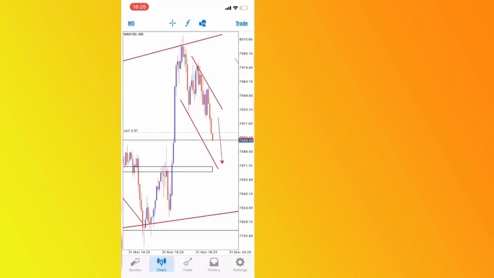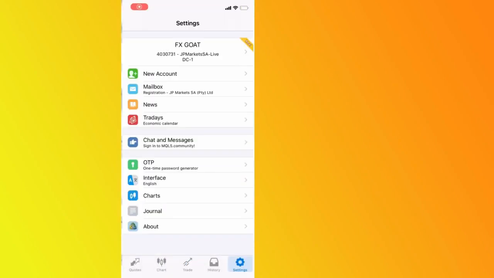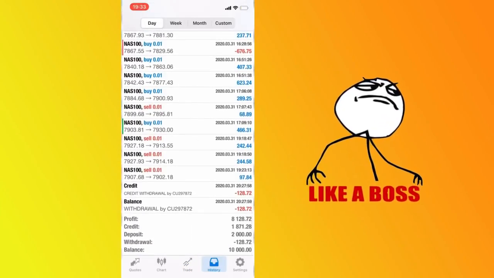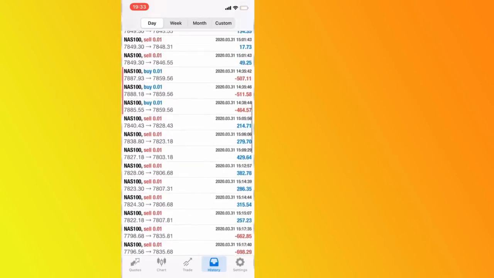And guys, we're done. Let me take my profits and I just withdraw, guys. Clear 10k. As you can see, it's a real account. All this in one day, guys, from 2k to 10k in one day.